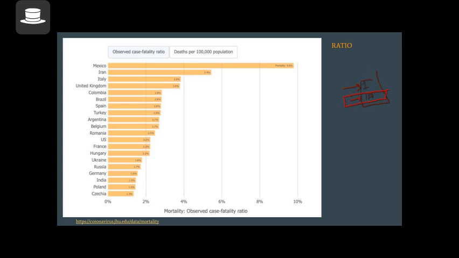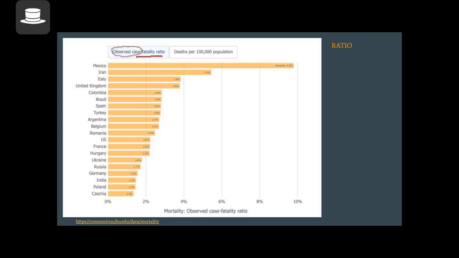And the context that we're going to talk about now is the ratio of observed cases and fatality. So what is the ratio of observed cases and fatality? There are more observed cases than there are fatalities. Now, this is the current COVID-19 data that I've downloaded from the Johns Hopkins University site, and it shows how different countries have different observed case fatality ratios. Let's try to understand what it means.